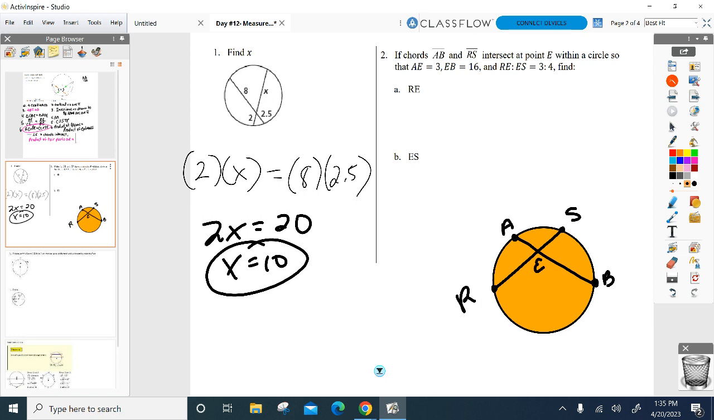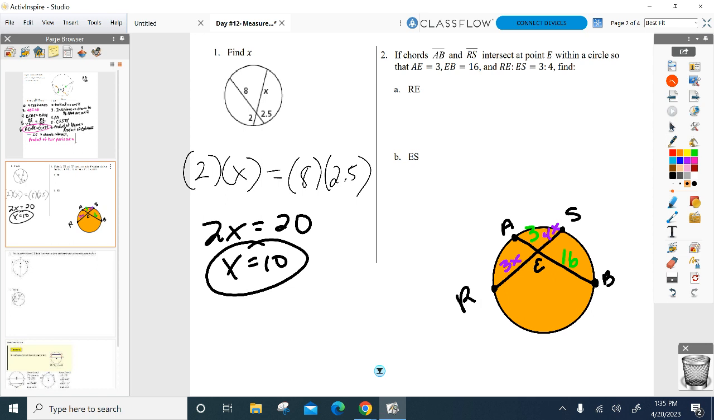All right, what are we looking at here? AE is 3, EB is 16. All right, we've been down this road before. What are you putting on RE and ES? Not 3 and 4, but 3x and 4x. My diagram is not drawn to scale.